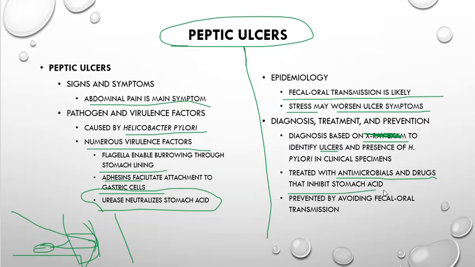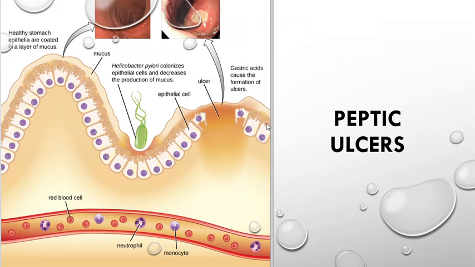You can also give these folks omeprazole, Prilosec, that lowers their acid production. Prevention by avoiding fecal oral transmission, which is if you eat out, you don't know. Peptic ulcers, those pictures are too small. You can't really see. Red, angry looking, holes in it.